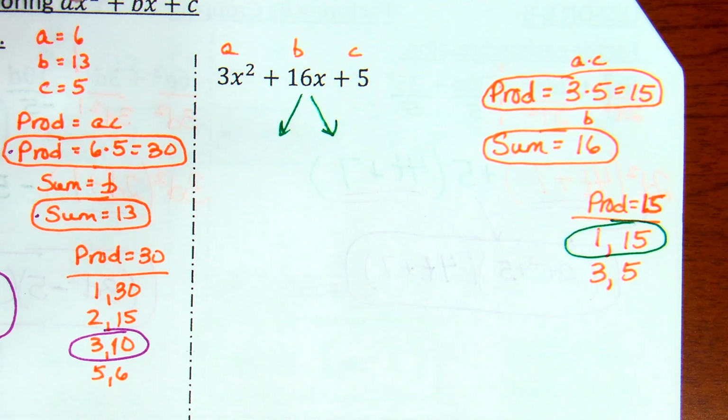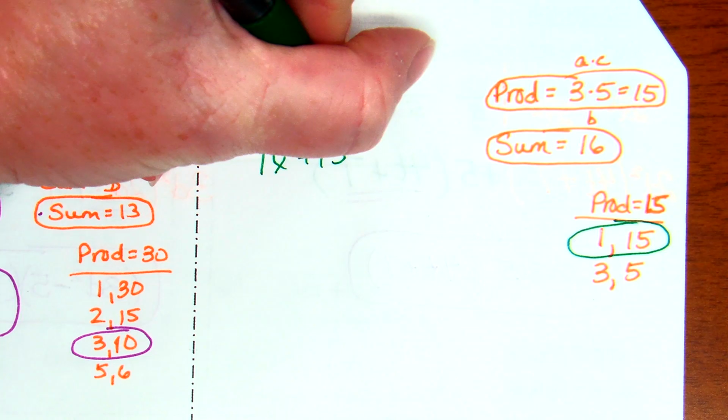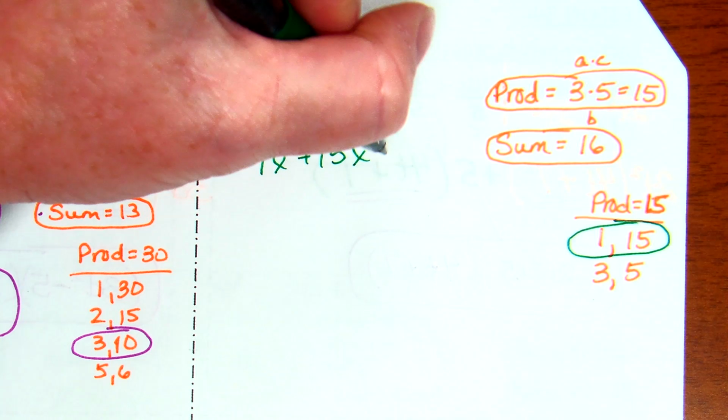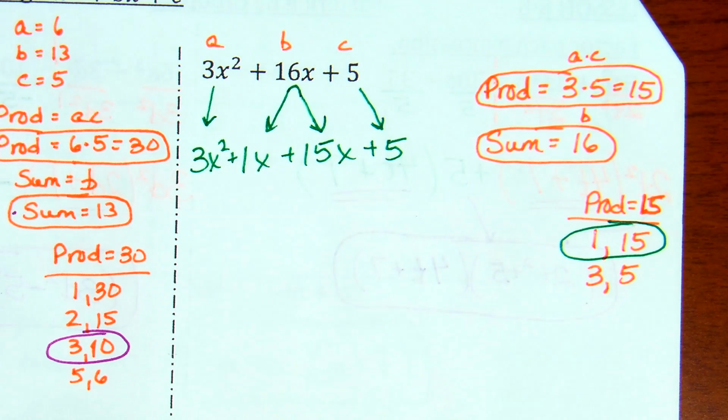So 1x plus 15x. And then, don't forget to bring down your first one. And bring down the last one. So I've got 4 terms there. What do I do with 4 terms?